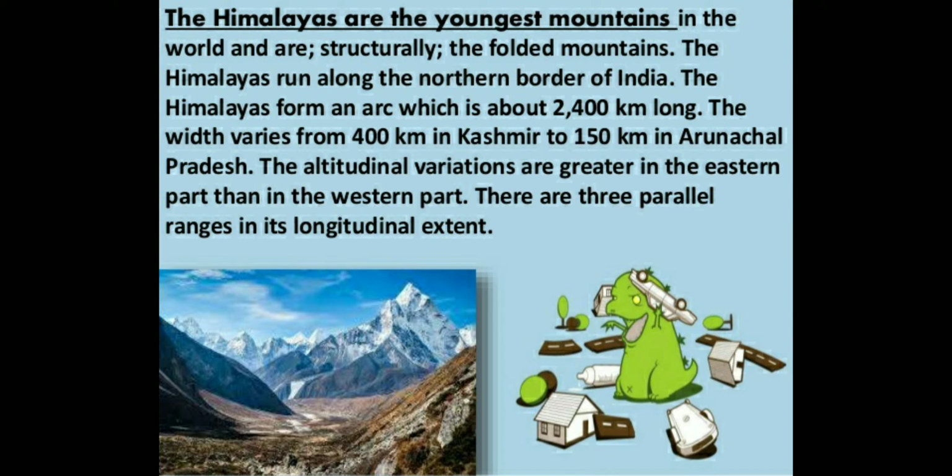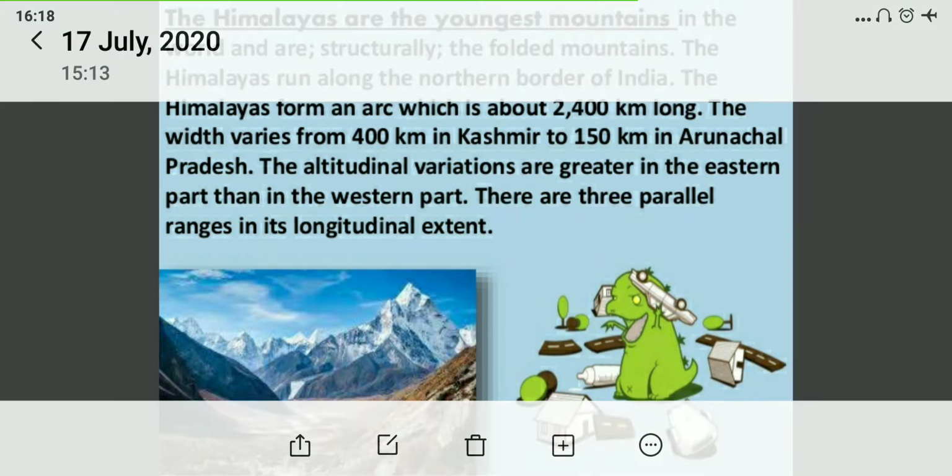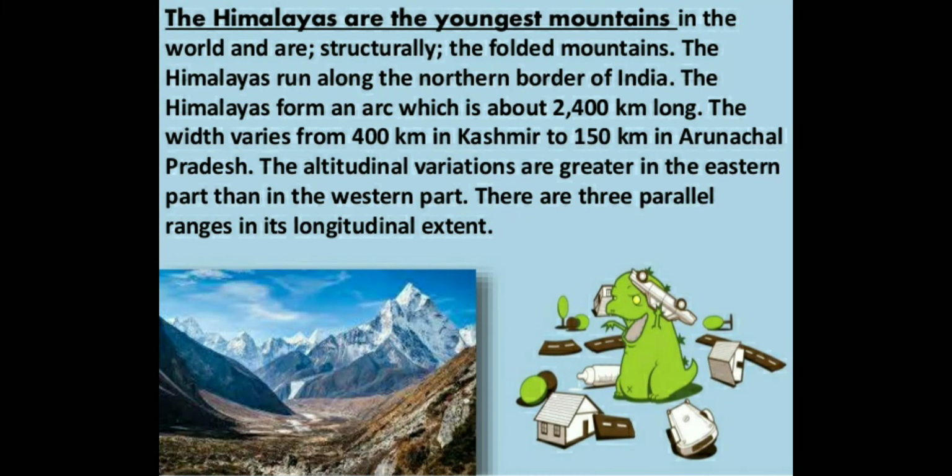The Himalayas run along the northern border of India. We know the northern border. India's map is clear to us. The Himalayas form an arc. You understand an arc? Arc, bow and all. Arc in geometry, drawing an arc with a compass. So like this, the Himalayas form an arc which is about 2,400 kilometers long from north to south.